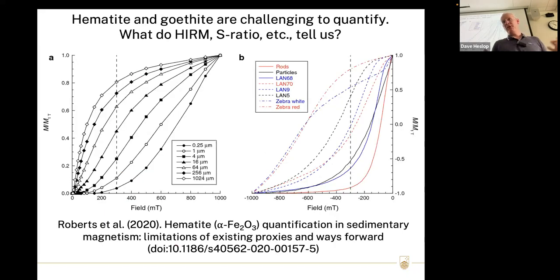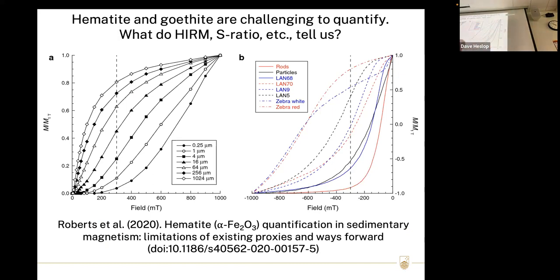But of course, hematite and goethite are challenging to quantify. So what do things like HIRM and S ratio actually tell us? These are the kind of conversations we've been having for years, sorry, decades. And here's an example from Andrew's paper in 2020.